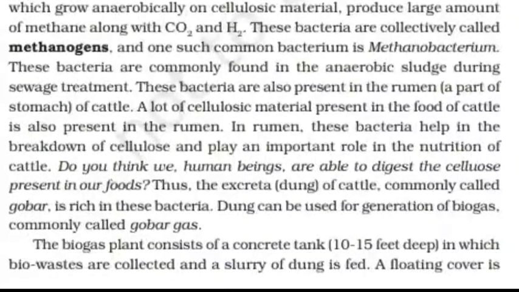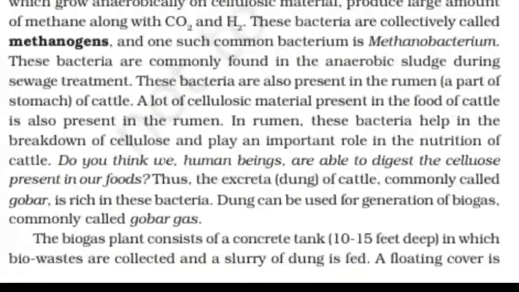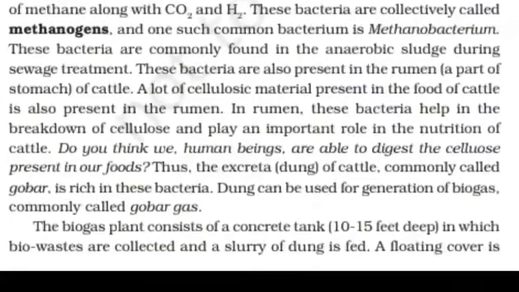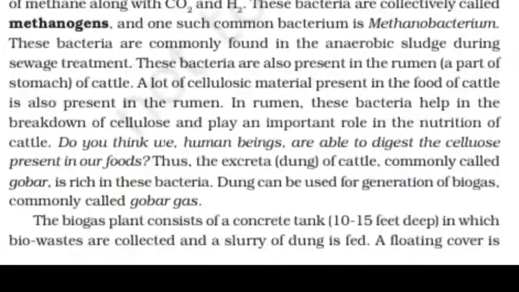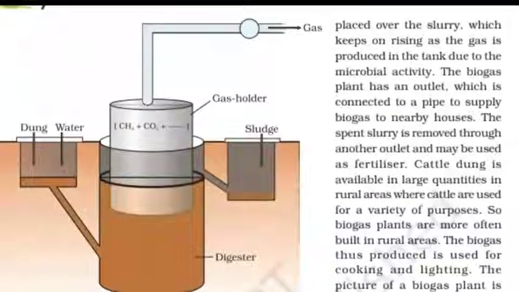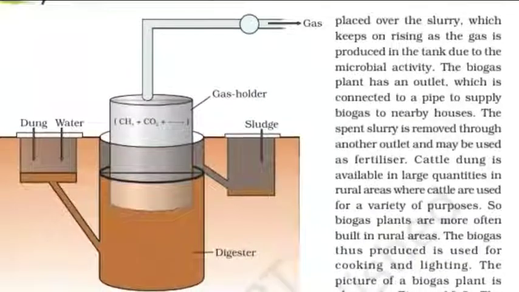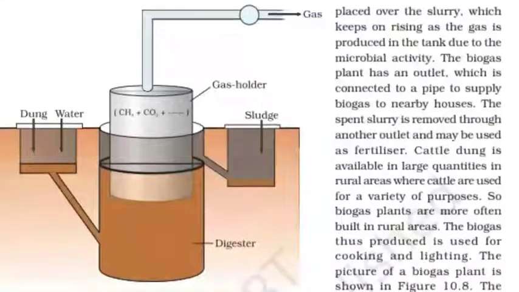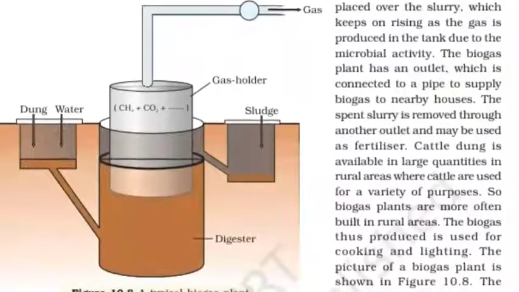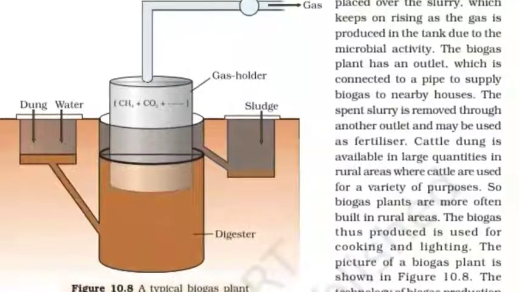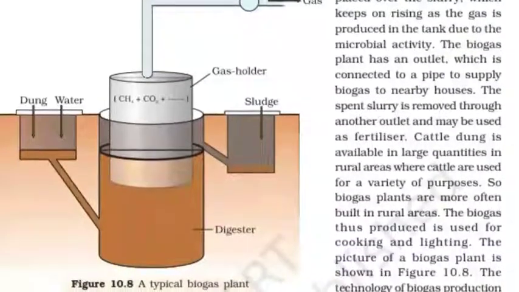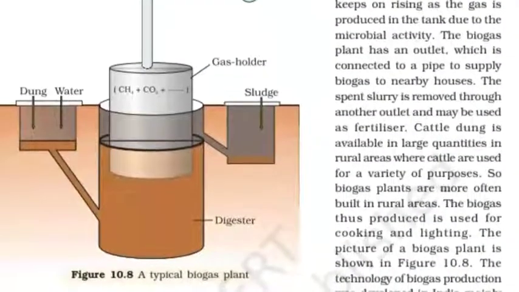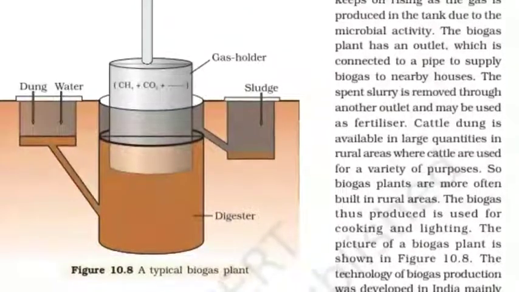The biogas plant consists of a concrete tank 10 to 15 feet deep in which biowaste is collected and a slurry of dung is fed. A floating cover is placed over the slurry which keeps on rising as the gas is produced in the tank due to the microbial activity. The biogas plant has an outlet which is connected to a pipe to supply biogas to nearby houses. The spent slurry is removed through another outlet and may be used as fertilizer.